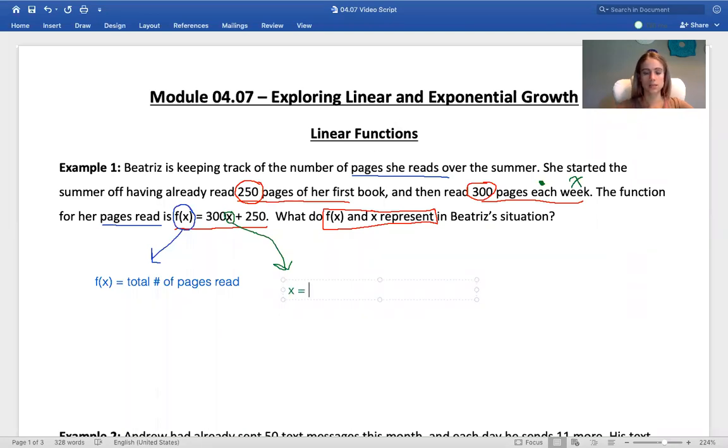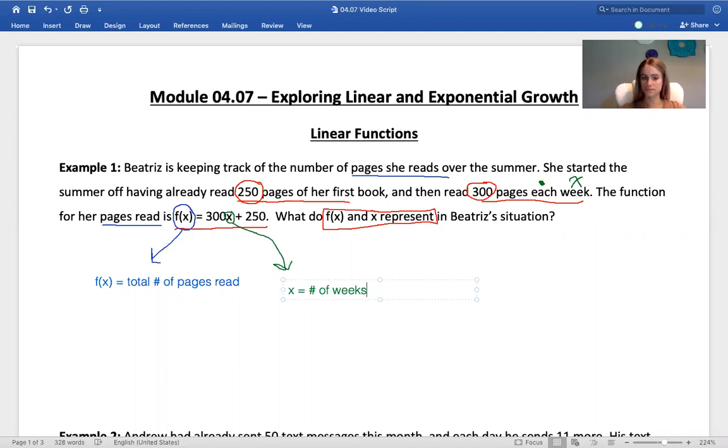So x represents the number of weeks. Right. Now, hopefully you guys were counting, but I only read through that twice, and I said I use a strategy of 3 reads. So my third and final read is to double check my work.